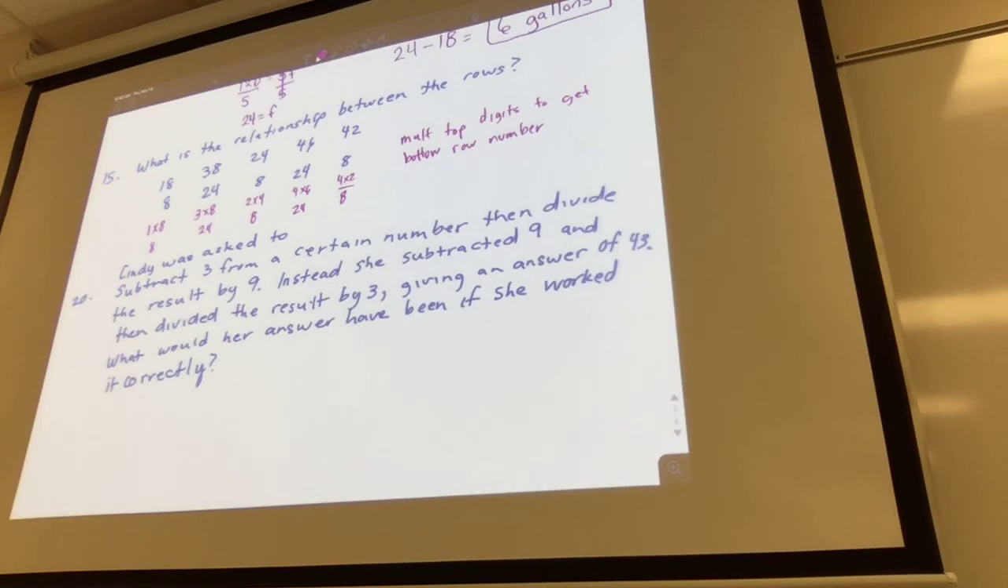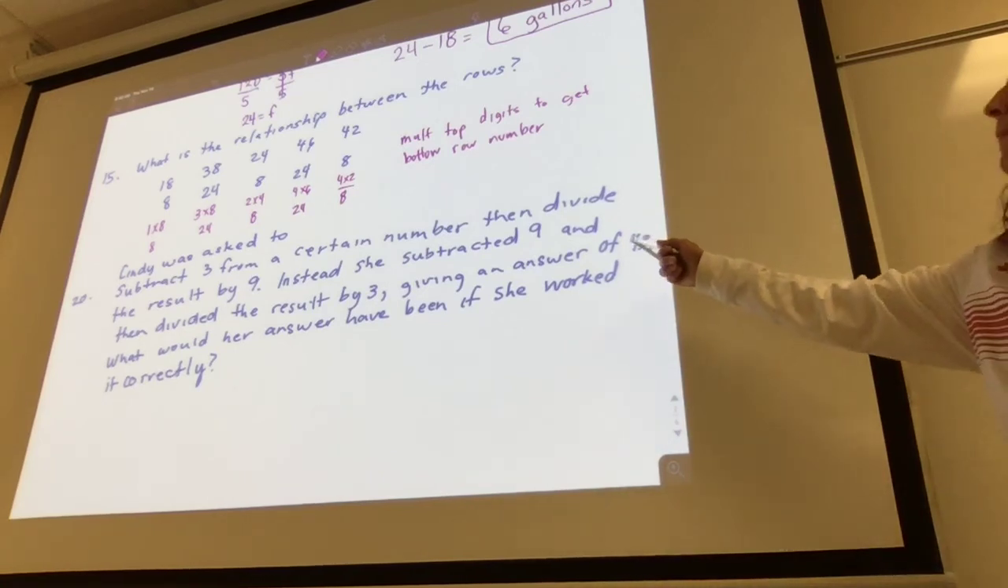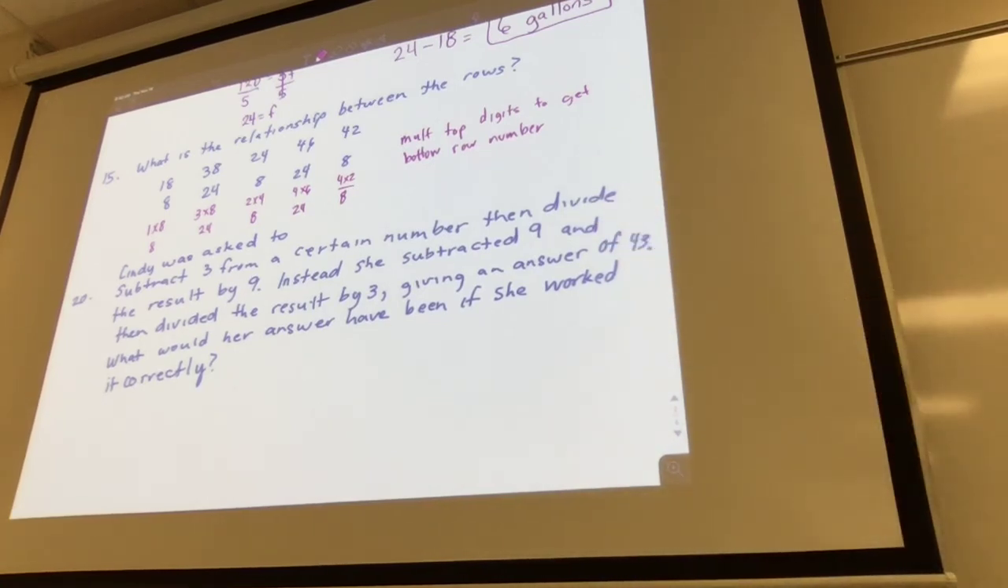Cindy was asked to subtract 3 from a certain number, then divide the result by 9. Instead, she messed up, subtracted 9, then divided the result by 3, getting the answer of 43. What would her answer have been if she worked it correctly? So she messed up and she got 43. But they're asking, what would she get if she did it correctly?